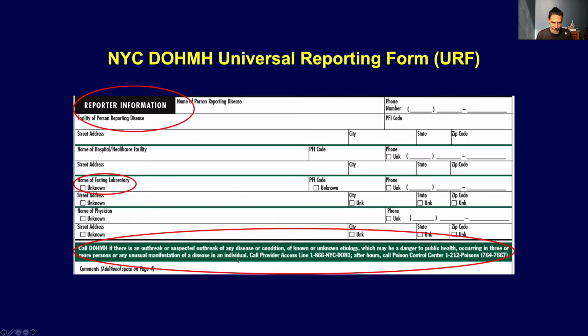Here you can see how they're operationalizing this clause of calling the health department if there's an outbreak or suspected outbreak of any disease or condition of known or unknown etiology, which may be a danger to public health. So this is also something that providers are required to report to the health department about.